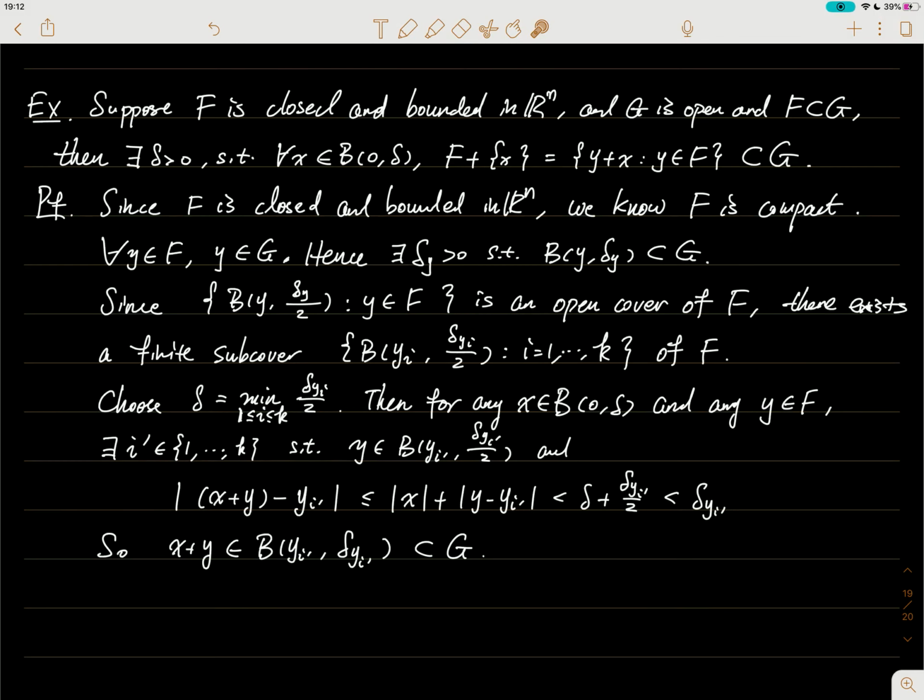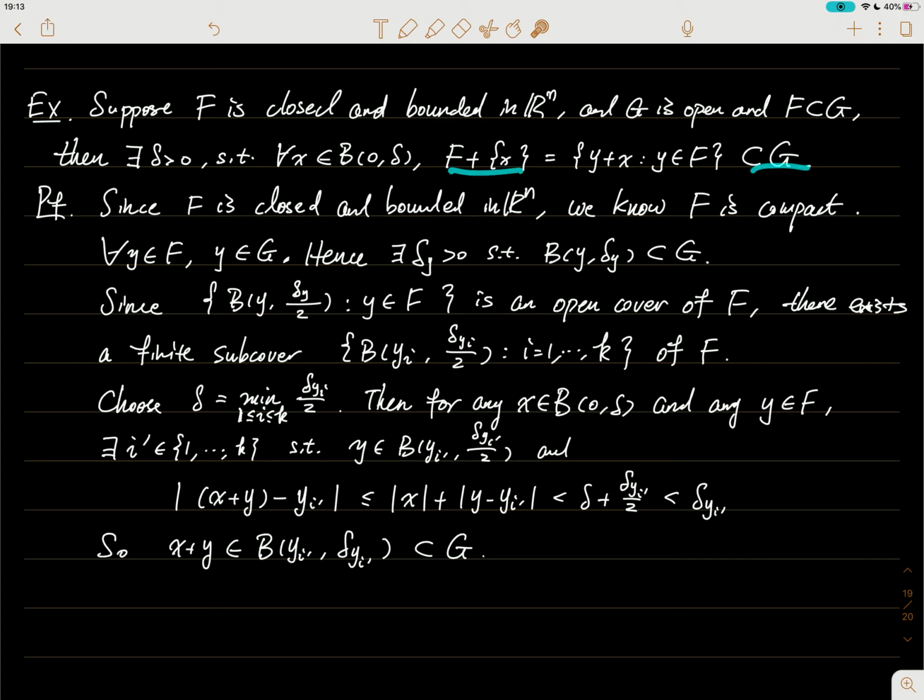Okay, now let's see an example to apply the theorem above. Suppose we have a set F that is closed and bounded in Rn, and G is an open set, and F is contained in G. Then there must be some positive number delta, such that as long as the magnitude of x is less than delta, or x is inside the ball centered at 0 with radius delta, F plus x must be in G.